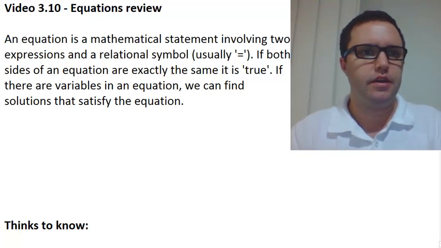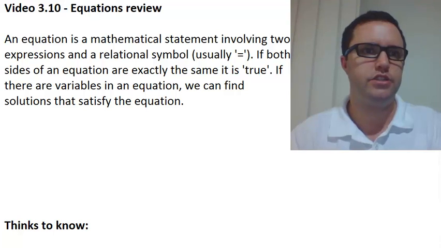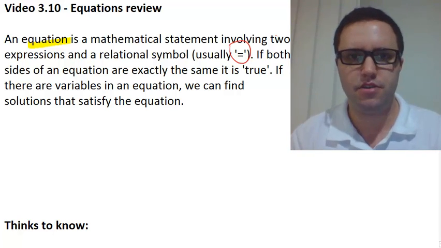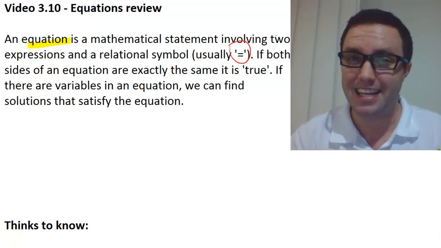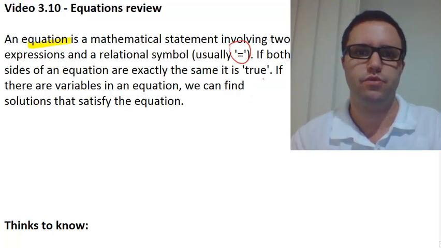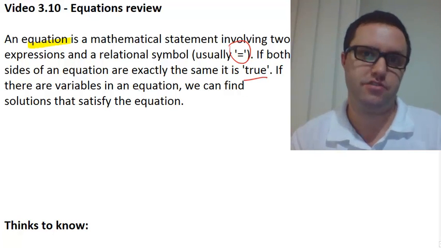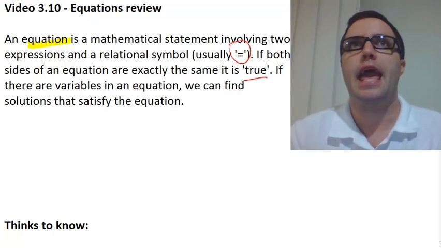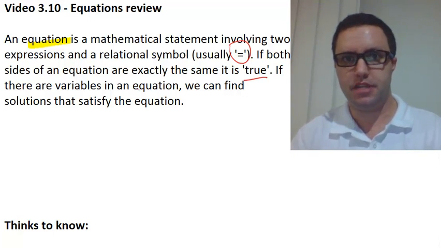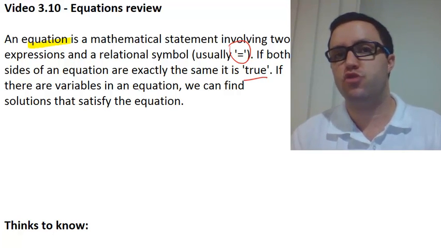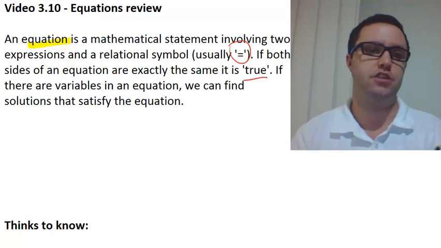So a couple of definition things. An equation, this thing here, is a mathematical statement involving two expressions and a relational symbol, usually equals, although we can also have greater thans or less thans, etc. If both sides of an equation are exactly the same, we say it is a true equation. If there are variables in an equation, we can find solutions that satisfy this equation. So that's something we'll be looking at doing. And if you choose to go further on in maths and maybe in some of the sciences, a lot of it involves this idea of constructing algebraic expressions and equations and solving them.